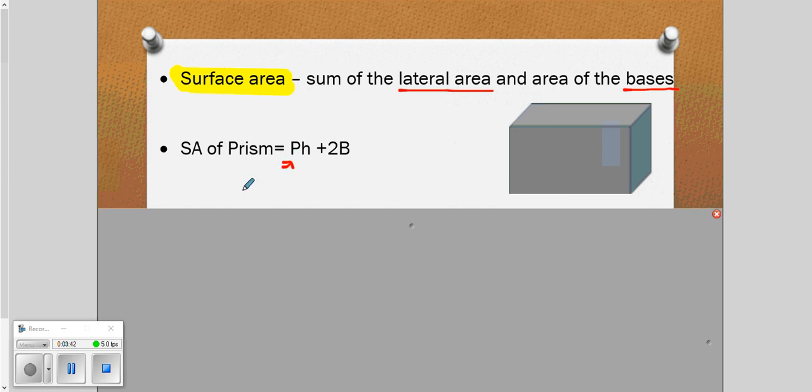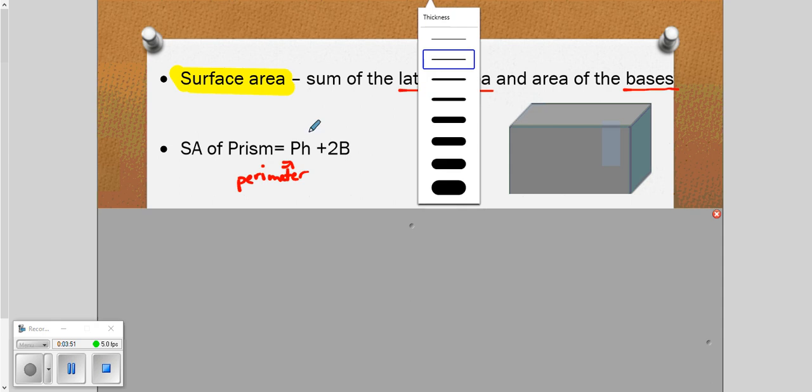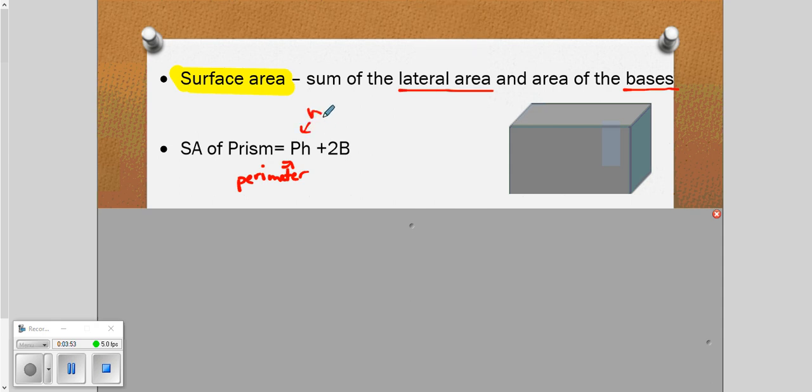And labeling a little bit, the P is again our perimeter. The H will again be the height. And then a new one that we haven't used yet this year, if it's a capital B, it's not just base. It is the area of base. So whatever shape the base happens to be, we'll have to find the area of that, whether it's a triangle, a trapezoid, an octagon, whatever.